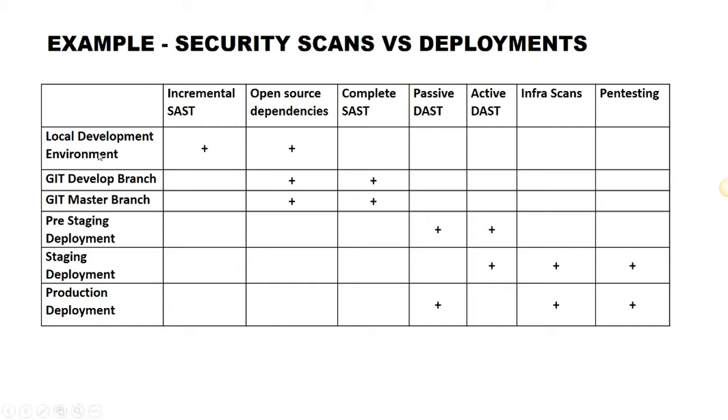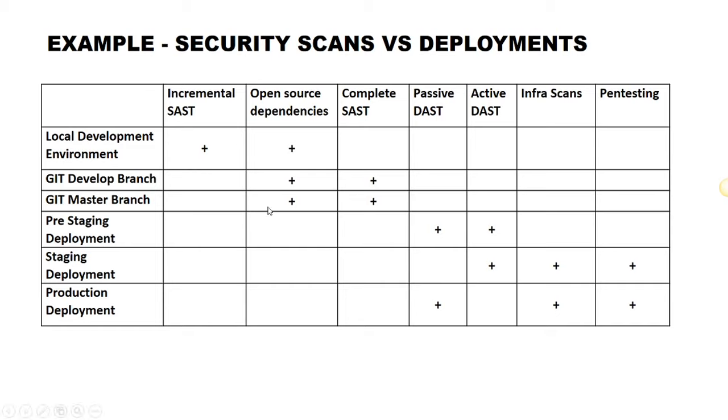Let's understand the environments we are talking about, the project environments. The local development environment could be a developer box where he's writing code. We want to do an incremental scan, and also open source dependency scans. Again, in the Git develop branch, because we have already done an incremental scan, we don't want a redundant job, so we may only ask for open source dependencies. It depends. If there are new additions, or you want to double check things, then it is here.